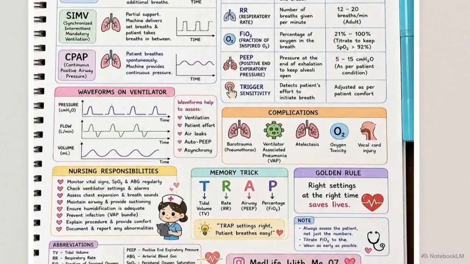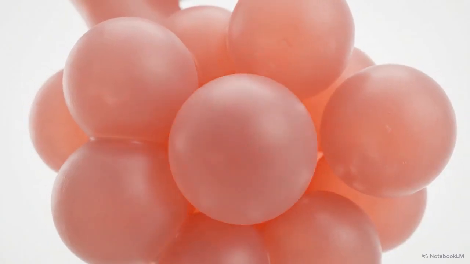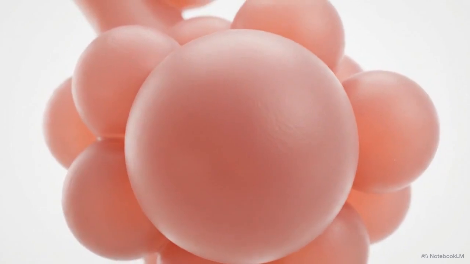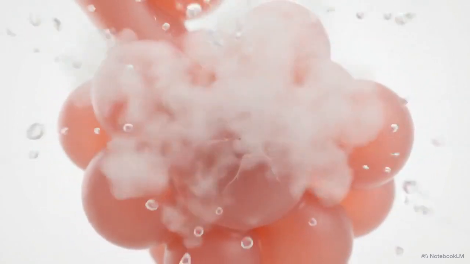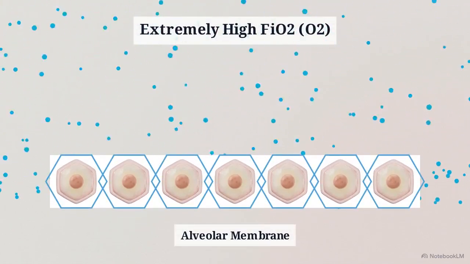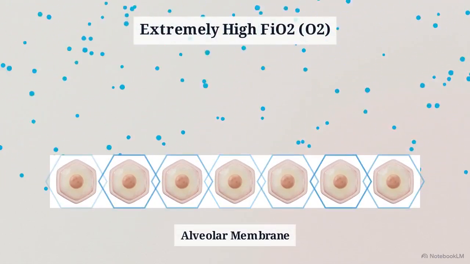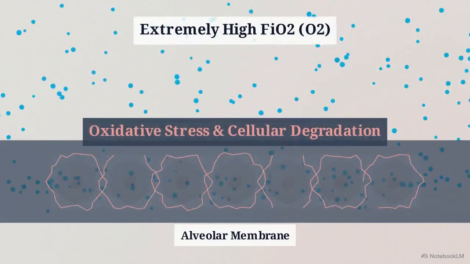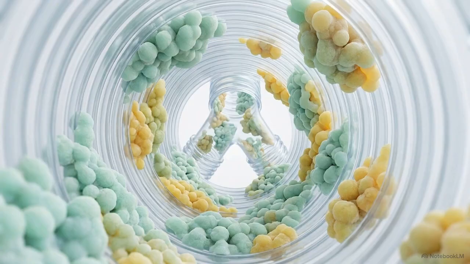The inherent violence of forcing pressurized gas into diseased lungs carries severe iatrogenic risks, as listed in this complications panel. The application of inappropriately high pressure settings can cause barotrauma, physically rupturing delicate lung tissue and inducing a pneumothorax. Prolonged exposure to extremely high FiO₂ levels introduces the risk of oxygen toxicity, which degrades alveolar cellular structure over time. The artificial airway itself bypasses the body's natural defenses, creating a direct pathway for ventilator-associated pneumonia, or VAP.